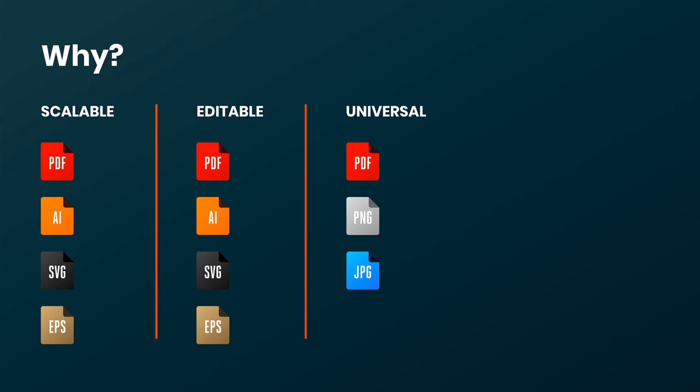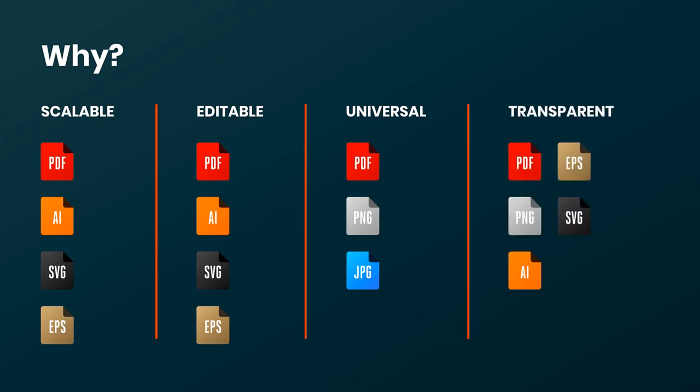Things like EPSs and Illustrator files, the client will need some sort of design software to open it and look at it. And so when they're going through their files, they're just going to see a file name. They're not going to be able to open it and preview what it looks like. So these files, PDF, PNG, and JPEG, are excellent because anybody at any time can see what they look like. And lastly, transparency.